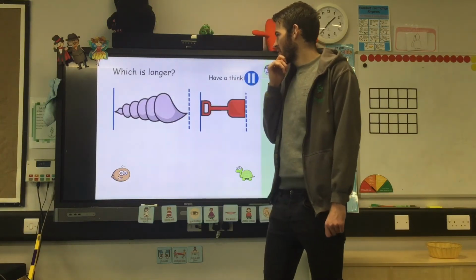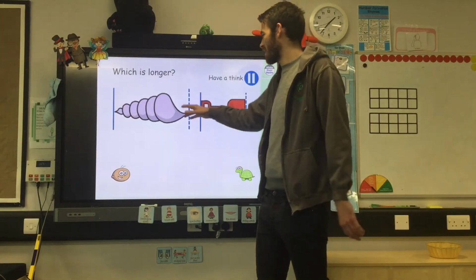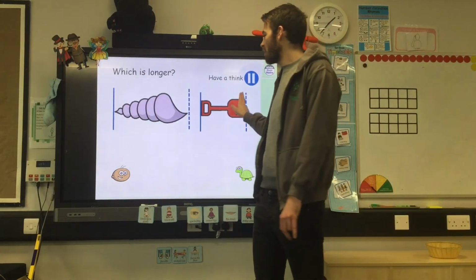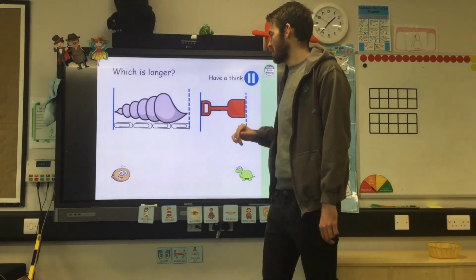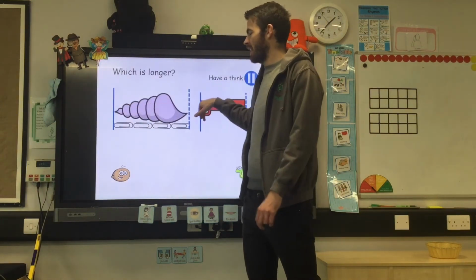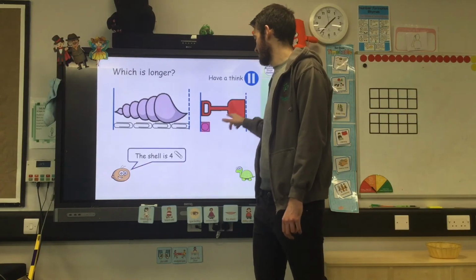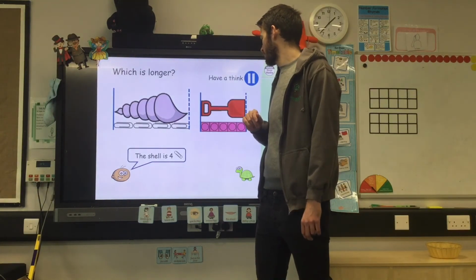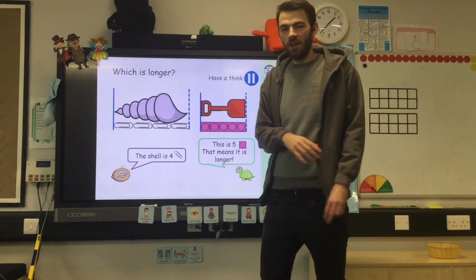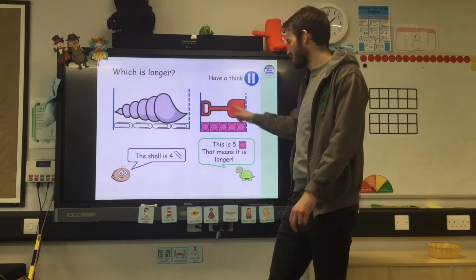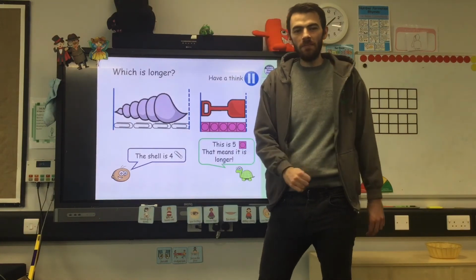Okay, having a look at this, which is longer? Now we could have a guess, an estimate comparing which is longer, but we could also use our small units of measure. So the shell is how many paper clips long? 4, excellent. The spade is 5 cubes long. So the tortoise says that he thinks the spade is longer because it's 5 cubes and only 4 paper clips.